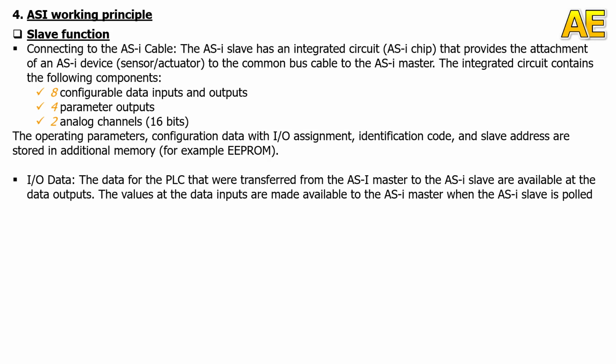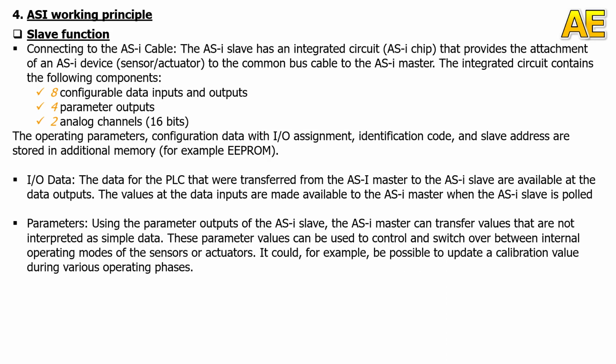The third one is the parameter. Using the parameter output of the AS-i slave, the AS-i master can transfer values that are not interpreted as simple data. These parameter values can be used to control and switch over between the internal operating modes of the sensors or actuators, for example, to update a calibration value during the various operating phases. And the next one is about the configuration.